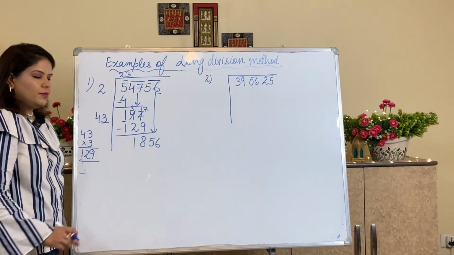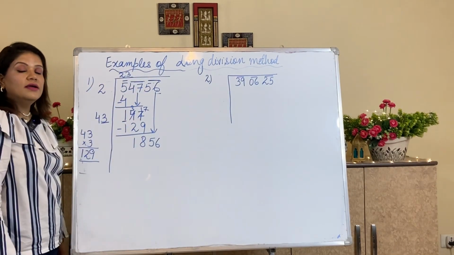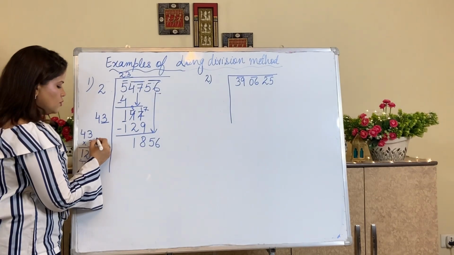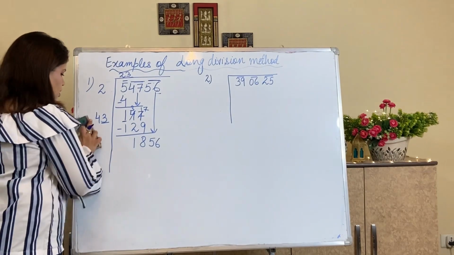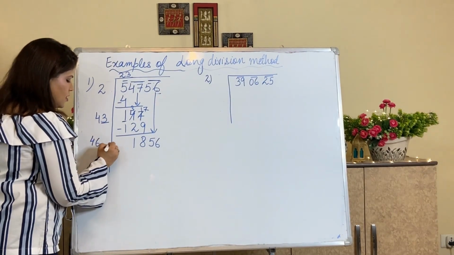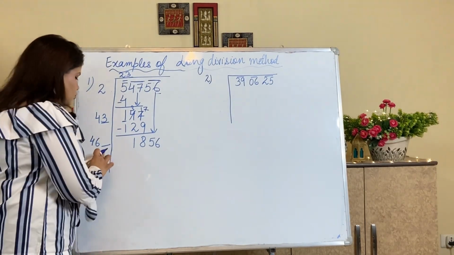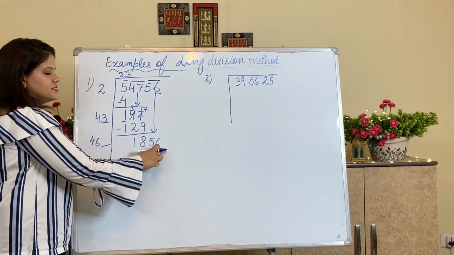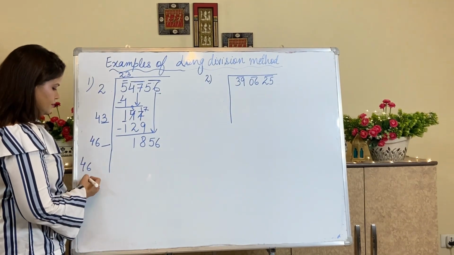Now what will be my next step? I will double this, my new quotient. So I will be taking double of it here. So I am writing 46 and then I am putting a digit. Now I will look for the digit which when multiplied with the same number should be less than this number. So let me try 4 first.